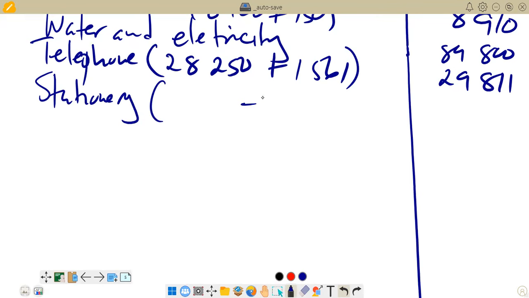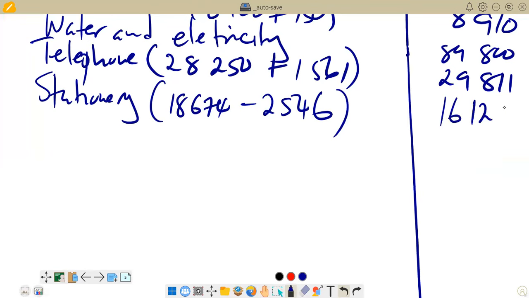So we are subtracting 2,546 from the figure we are given that represents what was paid for, 18,674. Then we calculate the expense part. We say 18,674, and then you subtract 2,546. Then you get 16,128. So that's what we have on stationery. We go to the next.